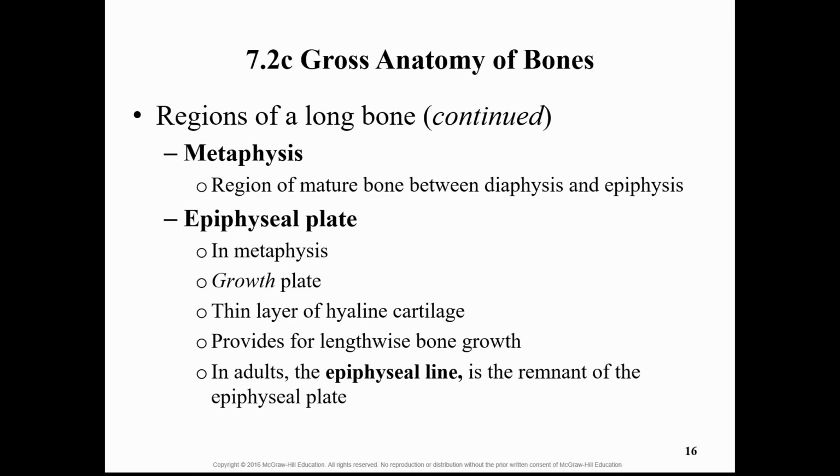Now, the metaphysis is kind of the region between the diaphysis and the epiphysis. And in the metaphyseal region, we will have what is called an epiphyseal plate. Now, the plate is an area of cartilage in children that is continuing to grow. And in adults, this area has turned into bone and is called an epiphyseal line. It's the remnant of the epiphyseal plate, and it no longer grows.